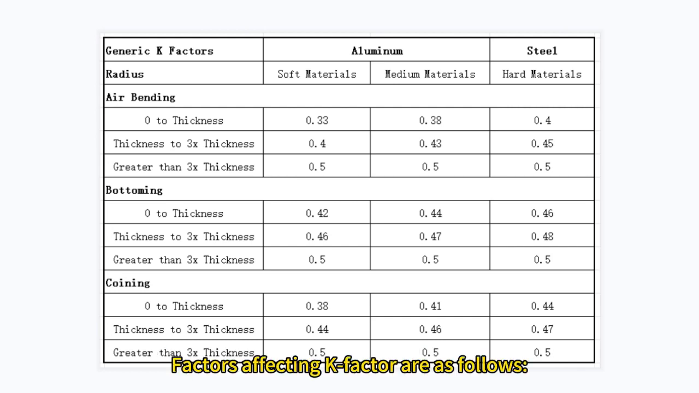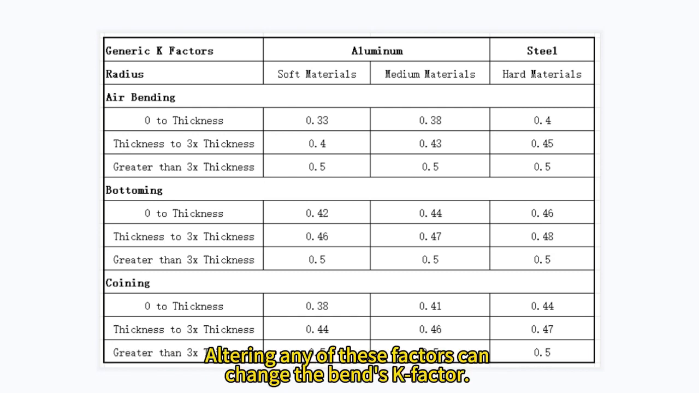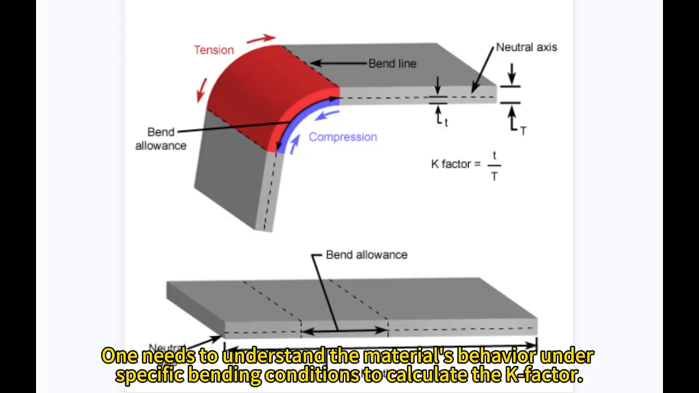Factors affecting K factor are as follows: the type of material, grade, thickness, bending methods, tools used, and the bend angle. Altering any of these factors can change the bend's K factor. One needs to understand the material's behavior under specific bending conditions to calculate the K factor.